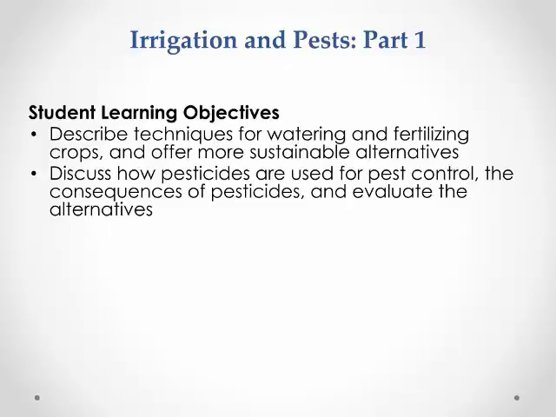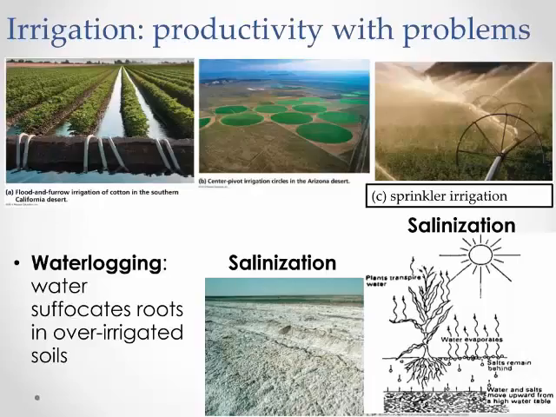Howdy! In this mini lecture we will discuss irrigation and pests. The student learning objectives of this mini lecture are to describe techniques for watering and fertilizing crops and offer more sustainable alternatives, and to discuss how pesticides are used for pest control, the consequences of pesticides, and evaluate the alternatives.